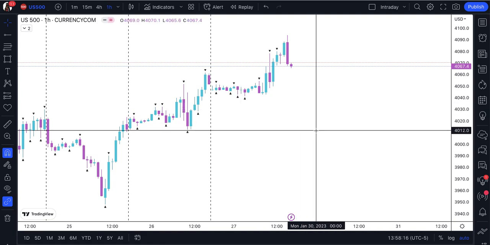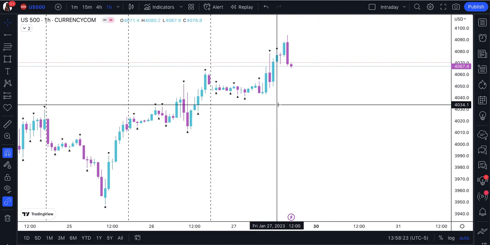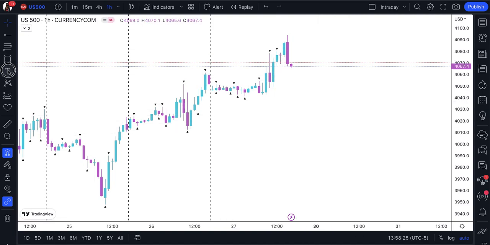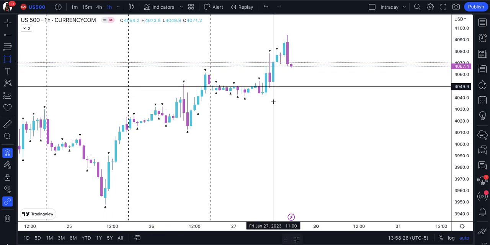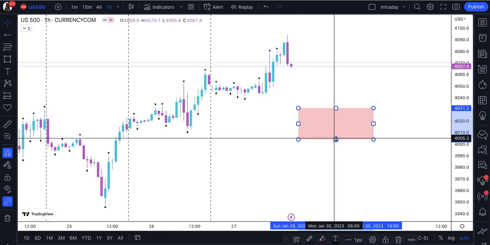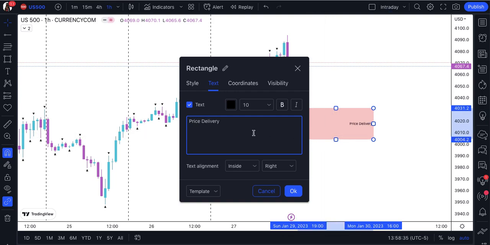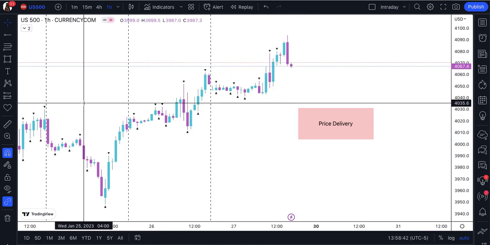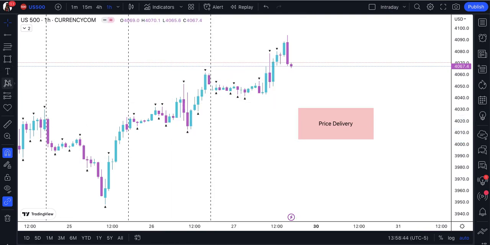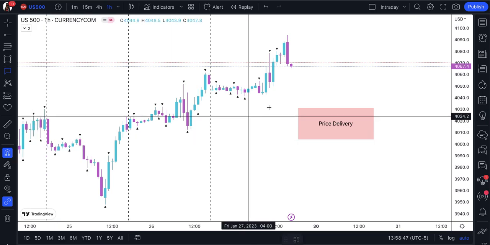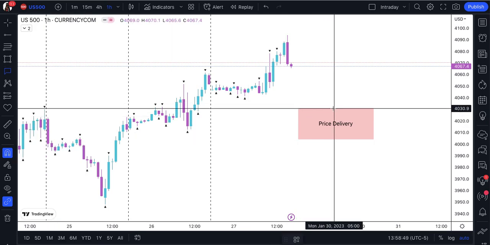Yeah, next thing is price only does one of four things. That's it. That's our little derivative. We call this price delivery. This is how price is delivered. When I say price delivery, it's just how it moves, like its signatures.